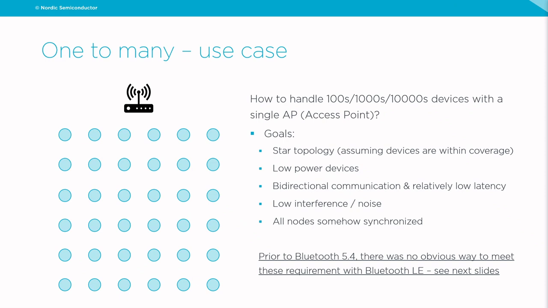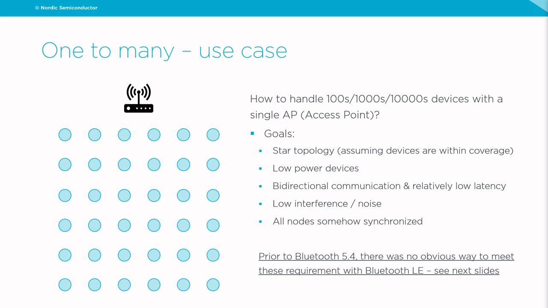Let's start now with the one-to-many use case, understanding the requirements first. We want to address a simple question: how can we handle many low-power devices with a single access point? Let's say that we have a star topology and we assume devices are within range. We want the devices to be low power, so they will need to be sleeping most of the time, but at the same time, they need to be able to receive messages from the access point and send responses. Basically, we want some bidirectional communication with relatively low latency.